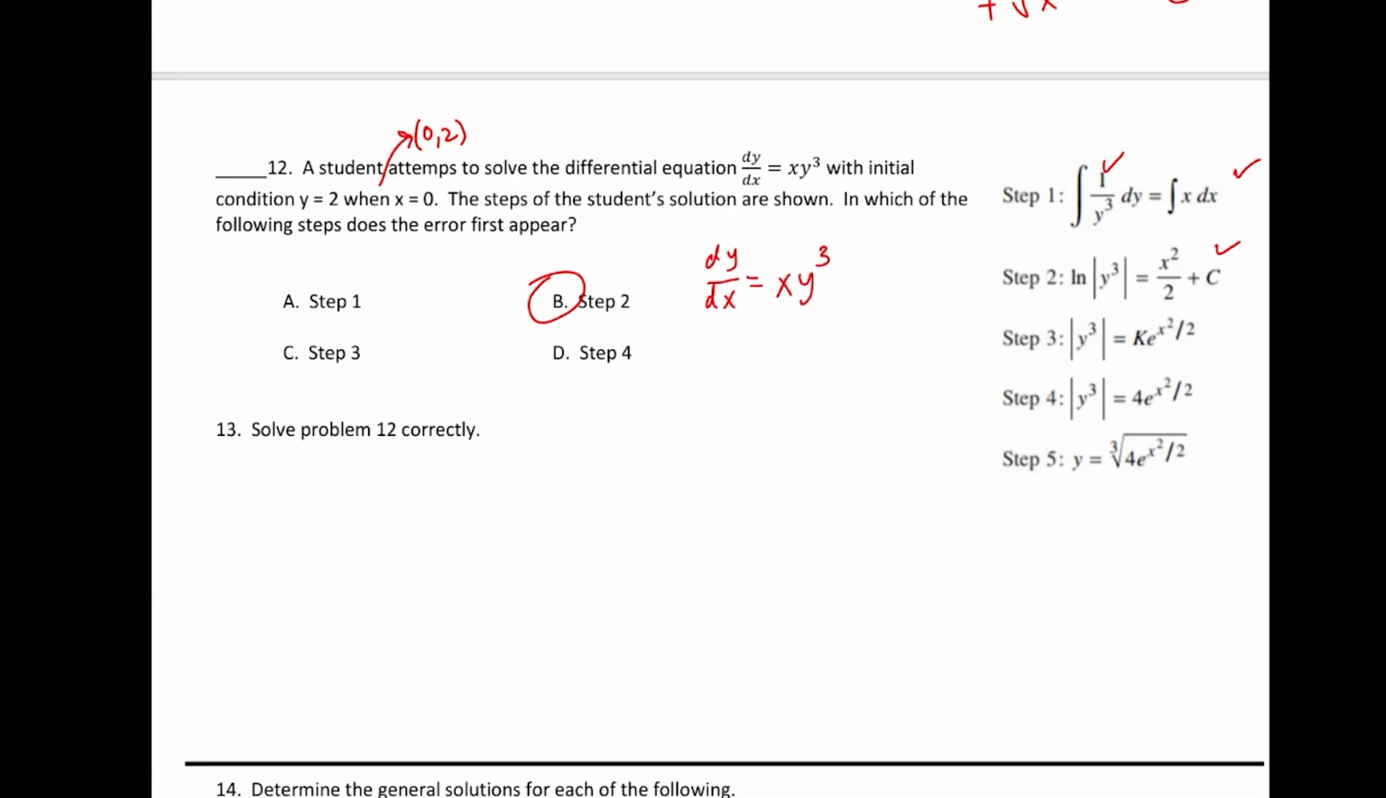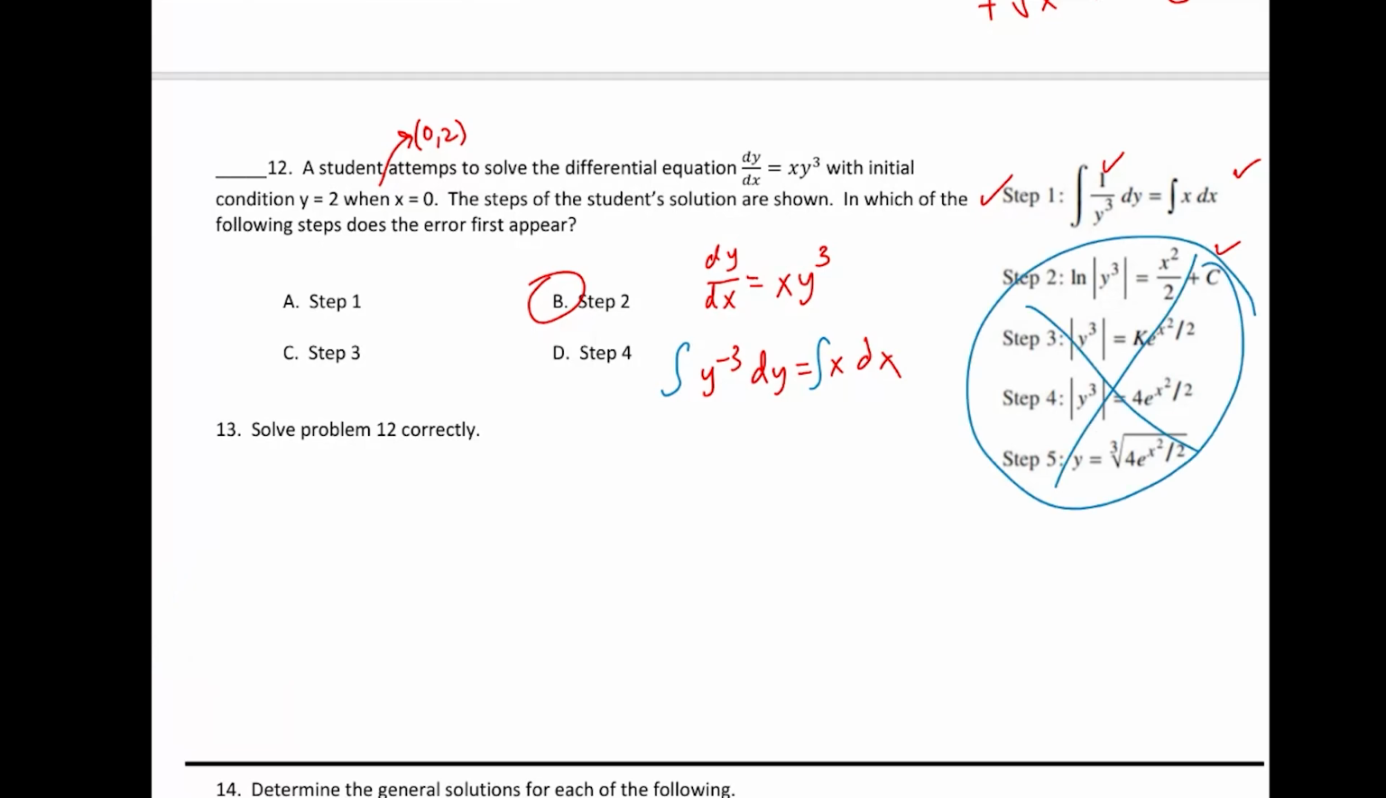First thing I'm going to do is separate the variables and bring the y's to the left and the x's to the right. Although, like I was saying earlier, I am going to write it a little differently than how they wrote it. This first step was correct, but I'm going to write it like this: y to the negative 3rd power dy equals x dx. And then we want to go ahead and integrate both sides. So from here on out, we can just ignore what's happening with all this, because none of that's going to be right.